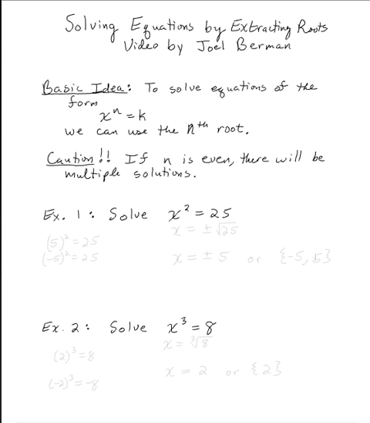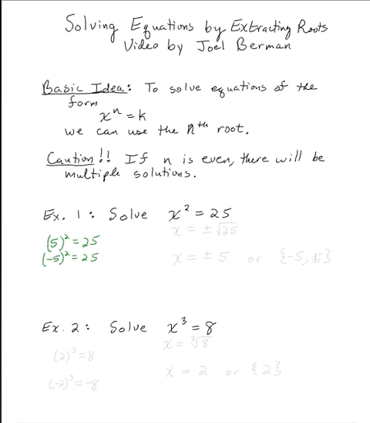of the form x to the n equals k by using the nth root. And we have to be careful here. If n, the exponent, is even, there will be multiple solutions to the equation. So the first example is x squared equals 25. And we can just by trial and error see that there are going to be two solutions to this equation. For example, note that 5 squared is 25, and also note that negative 5 squared is 25.